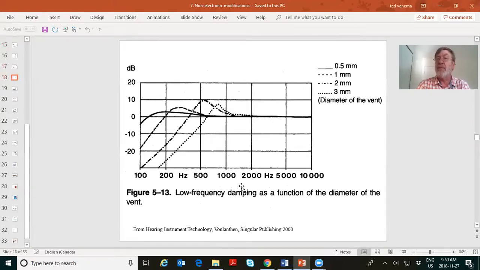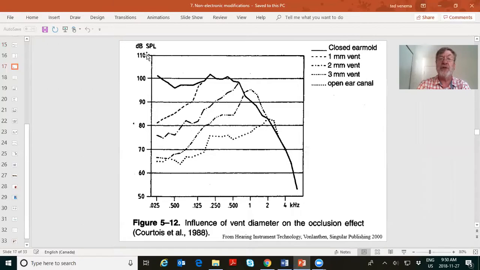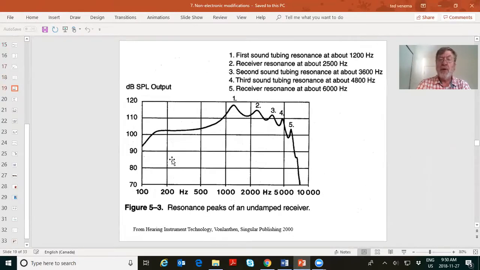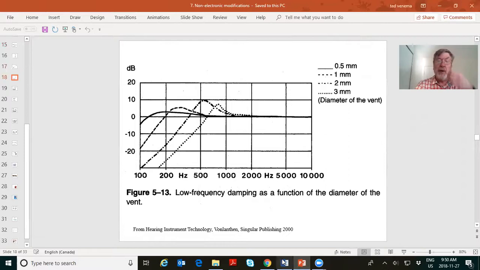Here, again, same thing. This one's showing it in terms of output in dB SPL. This one's showing the same effect in terms of gain in dB. Same thing though. The bigger the vent, the more the lows are let out. It's done to reduce the occlusion effect. And now we're going to just have one little piece here.